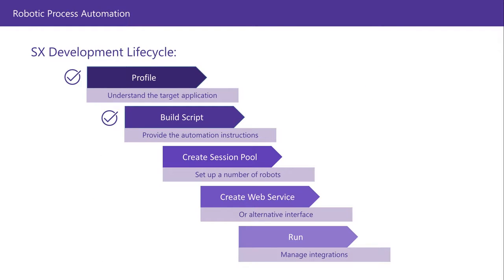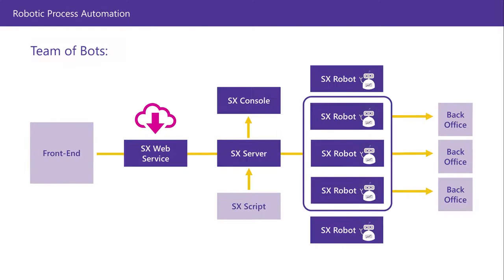We've profiled and then written the script. Now we need to configure our environment so that we can run the script. Looking at the diagram from earlier, you can see on the right our army of robots, which are used to run our automations. 3 of the robots have Orange Grove application installed on them. We need a way of telling the SX server which of these robots can run the application when the automation is triggered. To do this, we place the robots in a team of robots. Our script can then query the team of bots for the first available machine on which to run our automation.